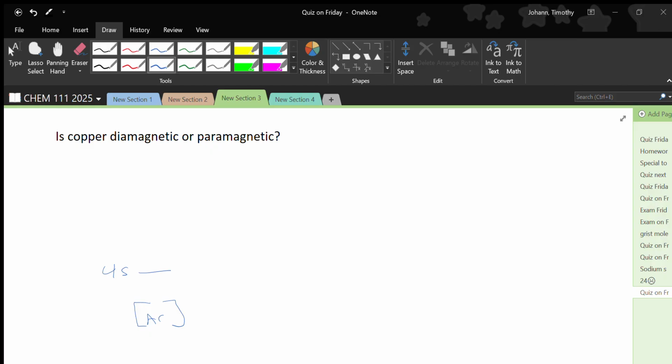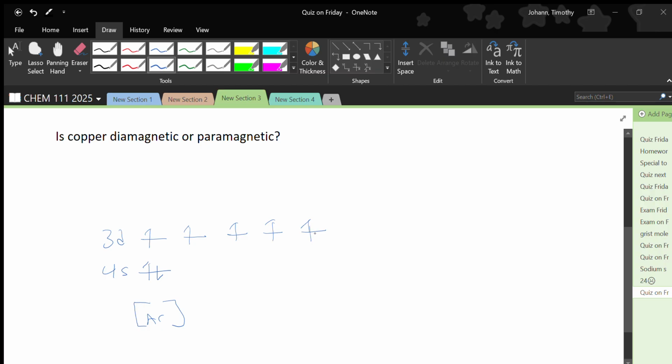So we had 11, right? So we're going to go 1, 2, okay? And then we're going to do our 3D. How many orbitals does a D subshell have? 5, right. So 1, 2, 3, 4, 5. And now I'm going to fill, and I have 9 left, right? I had 11. 1, 2, 3, 4, 5.